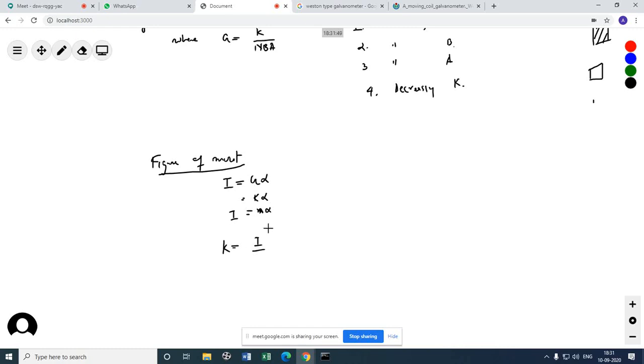So what can I write this as? Figure of merit. It is the current required to produce unit deflection. Figure of merit is defined as the current required to produce a unit deflection. It is called figure of merit. So this is it, I by alpha.